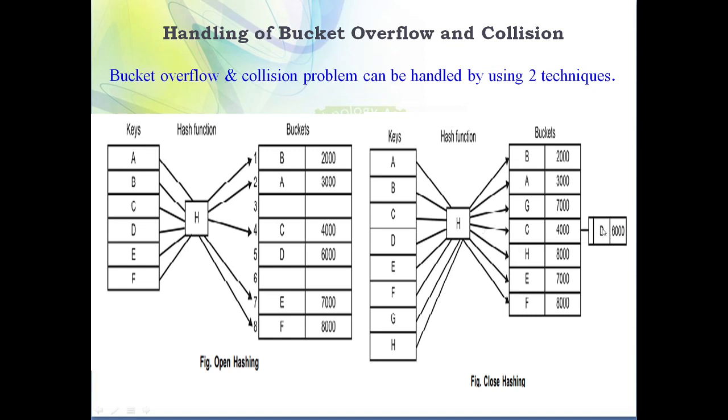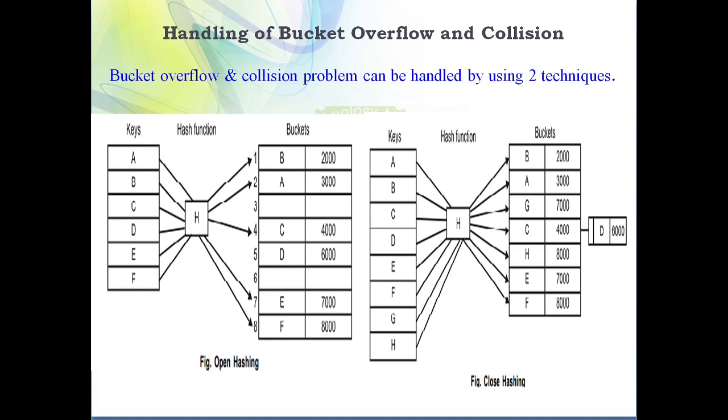Just like in the travels example, in case of a travels, one more passenger is there to whom we want to provide a seat. So what we'll do, we'll put a stool in between the seats so that that particular passenger can sit over there. So this is the concept of close hashing.